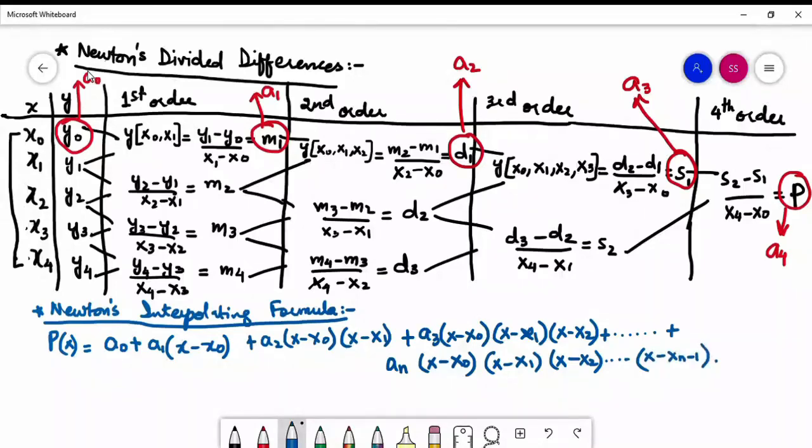So you have to apply all the values of x0, x1, x2, x3, and x4 in this formula, and also a0, a1, a2, a3, and a4, and then at the specific point just apply the value of x, and then you can calculate p of x, Newton's interpolating polynomial, by this. So in the next video we will solve example 40.